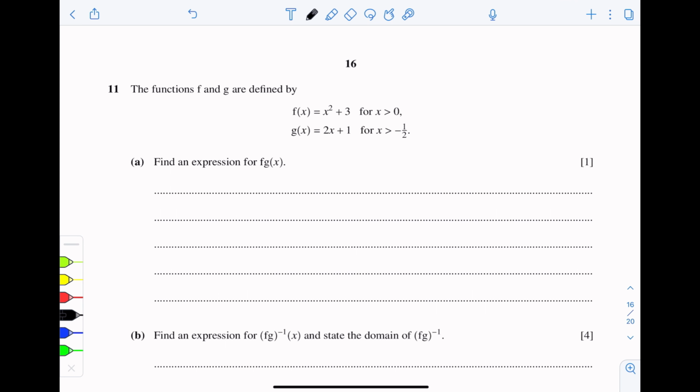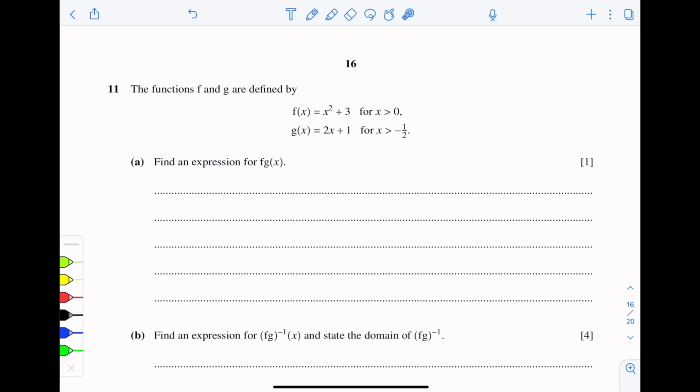Question 11. The functions f and g are defined by f(x) = x² + 3 for x > 0. This is the domain: x greater than 0 is the domain of this function. And g(x) is another function, a linear function. g(x) = 2x + 1 for x greater than -1/2. This is the domain of g(x).